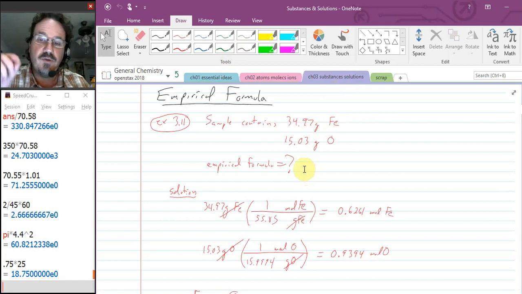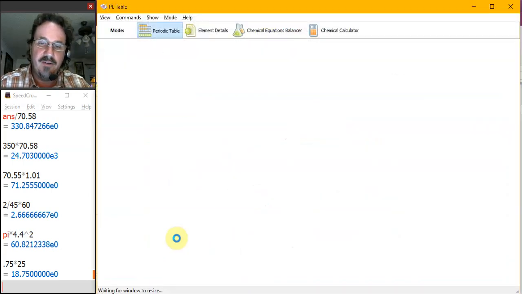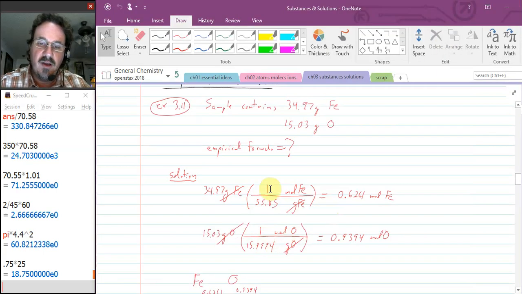Alright, so let's take those masses, 34.97 and 15.03 for iron and oxygen, and convert them to moles. Let's convert them to counting the atoms, in other words. I know how to do that off the periodic table. I look at iron. Iron is right there, 55.847. So let's just round it off like the book does, 55.85, and that's fine to do. That's still 4 significant figures.